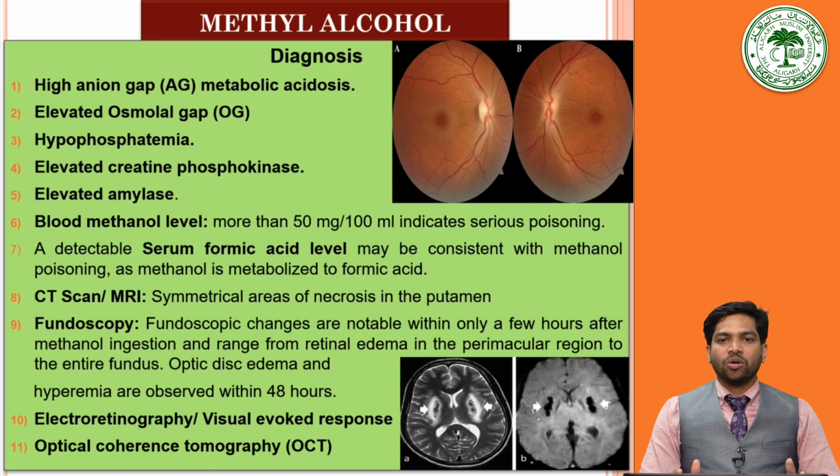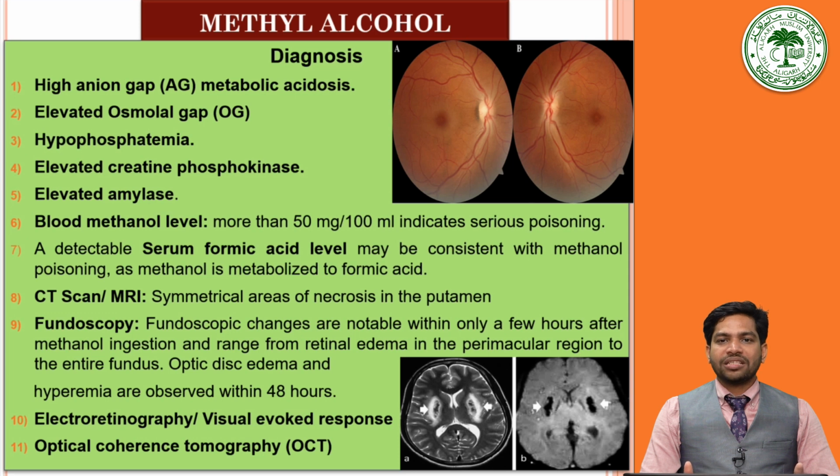Then for making the diagnosis of methanol poisoning, important findings are the high anion gap metabolic acidosis, then elevated osmolar gap as we talked about in the initial stage. An elevated osmolar gap greater than 10 milliosmol per kg of water suggests the presence of toxic alcohol. An osmolar gap of 25 or more can be considered the need for therapeutic interventions for the management of methanol poisoning. Then the features seen are hypophosphatemia, elevated creatinine phosphokinase level, and elevated amylase level.